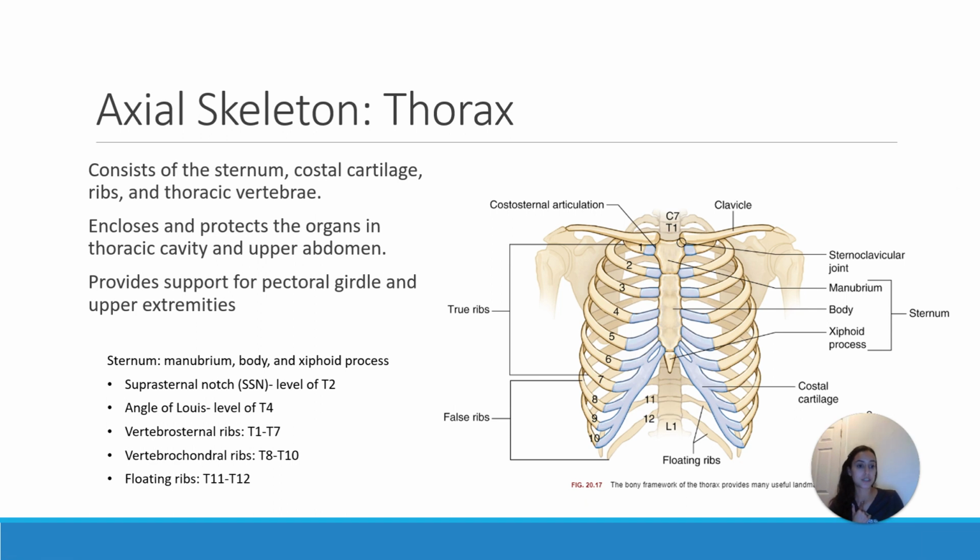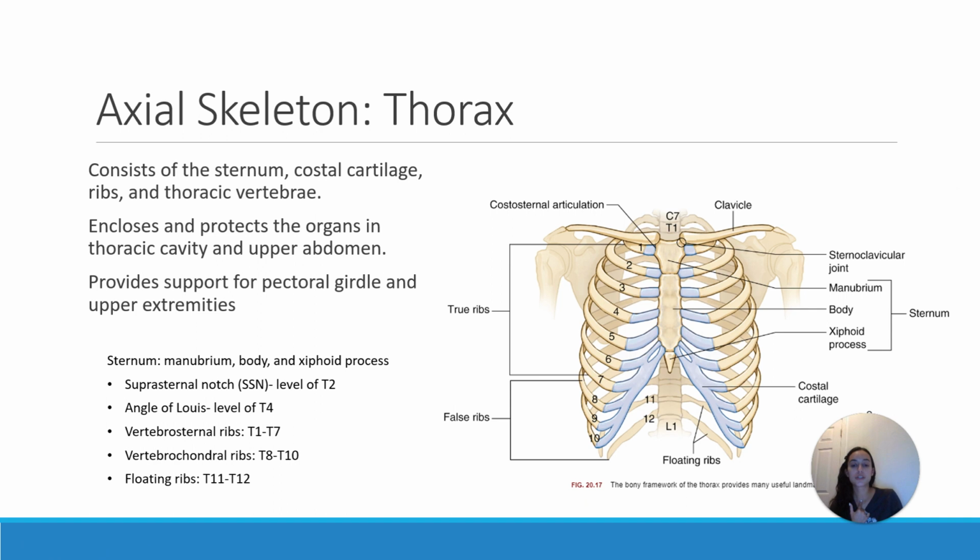The suprasternal notch is something that we use as therapists to make sure that the patient is lying straight on the table. The angle of Louis is the biggest curve of the sternum, and it's usually at the level of T4.